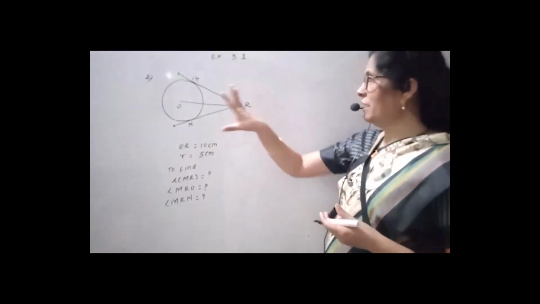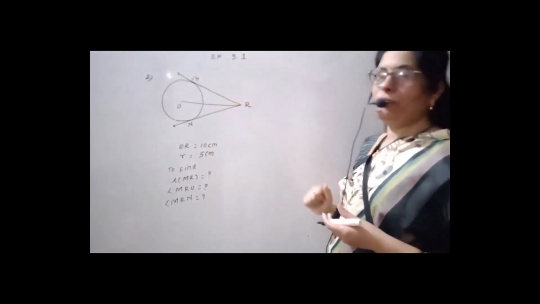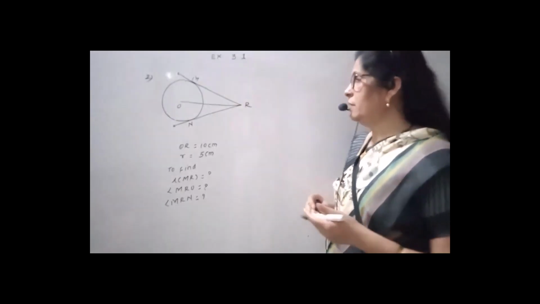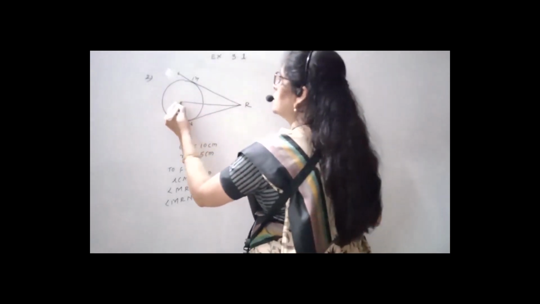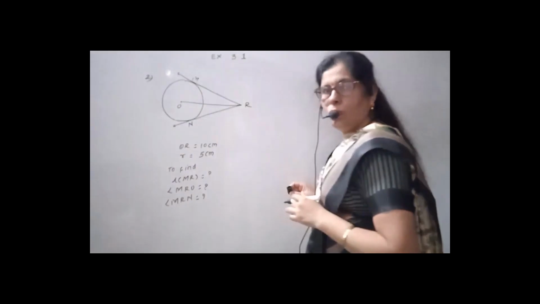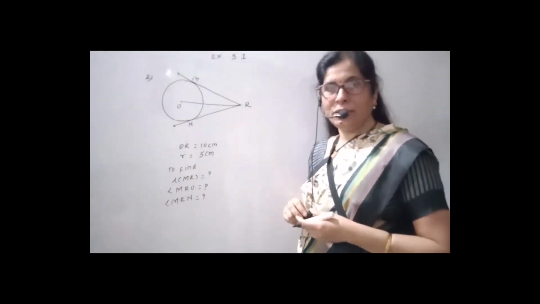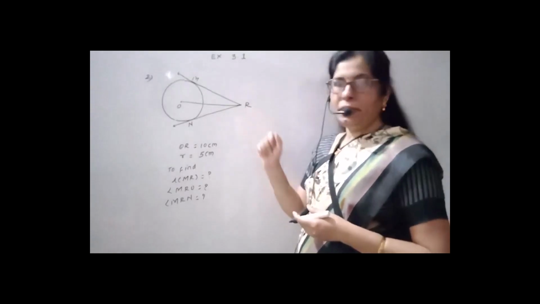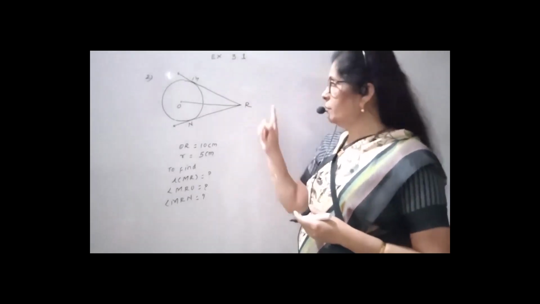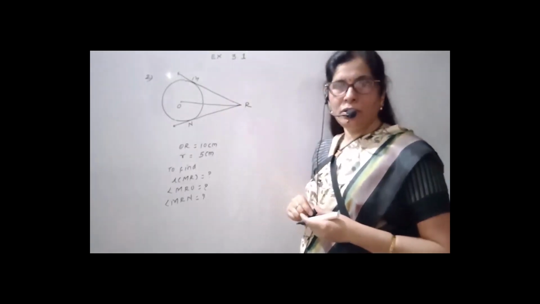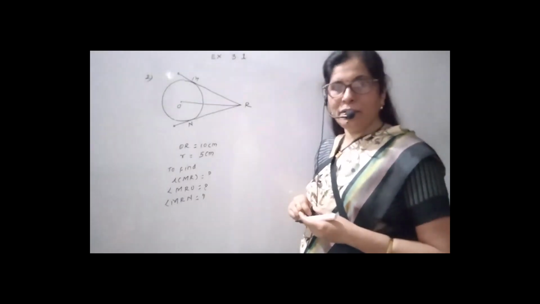Now we will see the second example of exercise 3.1. Here, what is given? A circle with center O. M and N, 2 points, are present on the circle. Point R is in the exterior. Two tangents are drawn, RM and RN.